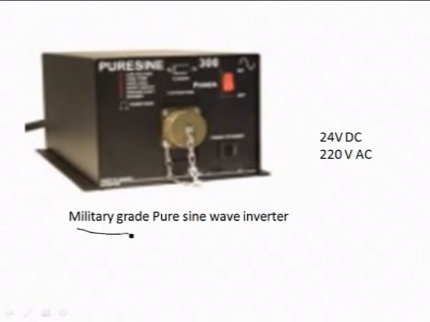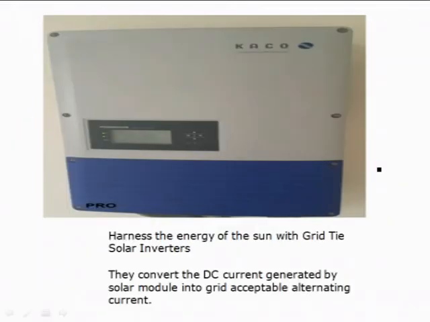It is a military grade, pure sine wave inverter. For the pure sine inverter the input is 24 volts DC and the output will be 220 volts AC. These are the typical applications. This is another one, as I already told you, the grid tie solar inverter, where the output is directly connected to the grid. During daytime we are sending the supply to the grid, and whenever we want, during night times, we can use it back.